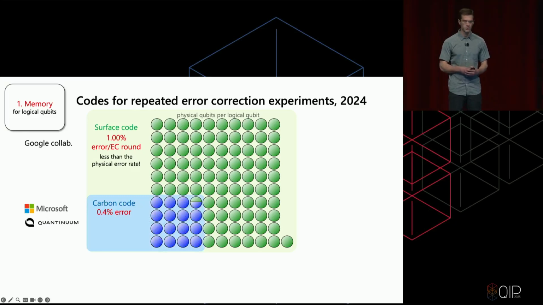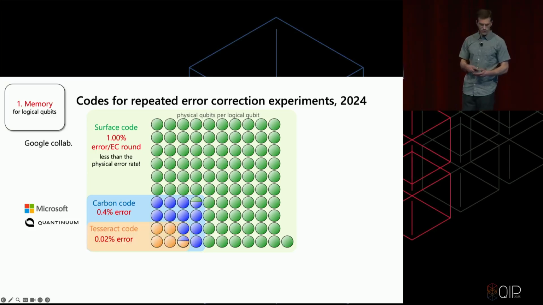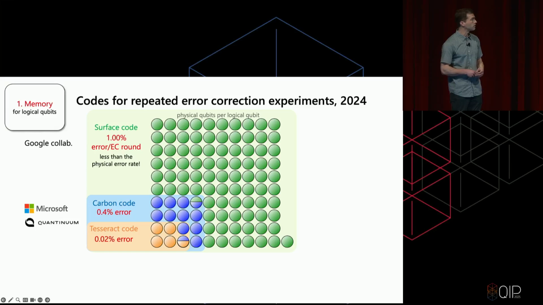Microsoft, working with Quantinuum, introduced the carbon code. The carbon code uses 15.5 physical qubits to represent one logical qubit. And the error rate was around half that, so 0.4% per round of error correction. Then we introduced a slightly more efficient code, the tesseract code. The tesseract code uses 4.5 physical qubits to represent one logical qubit. And the error rate per round of error correction was around 1/50th of a percent, 0.02%. And so using more efficient codes, with less overhead, you can store your logical qubits and actually have less error on your logical data.